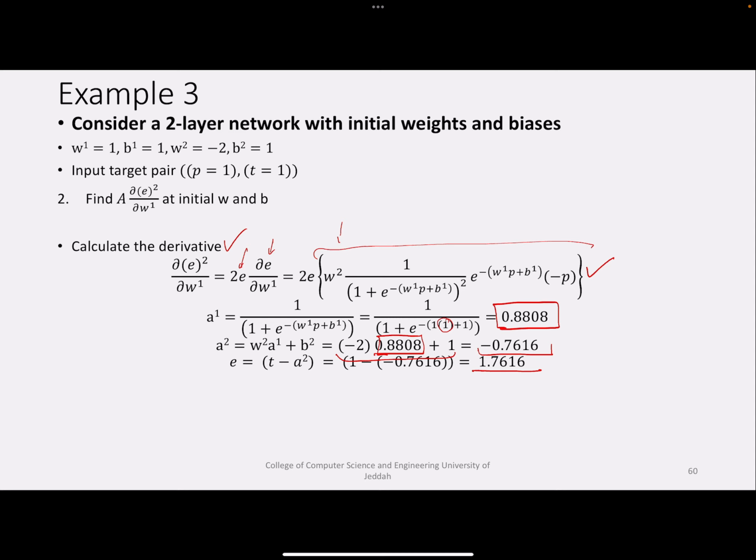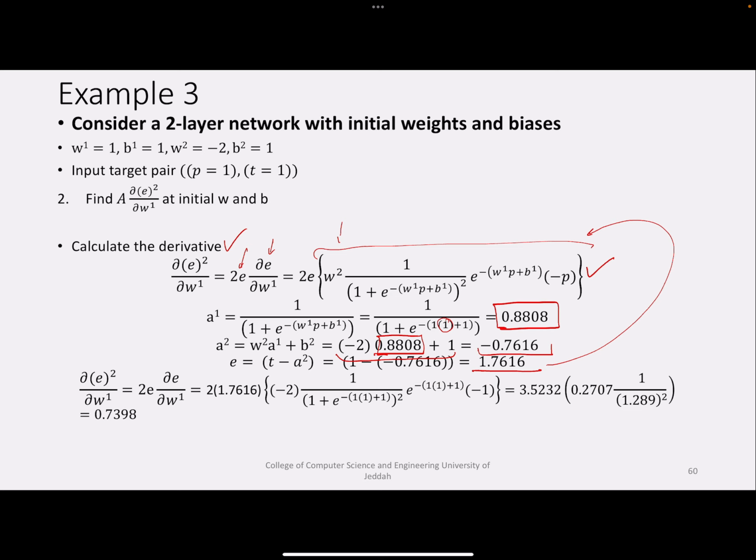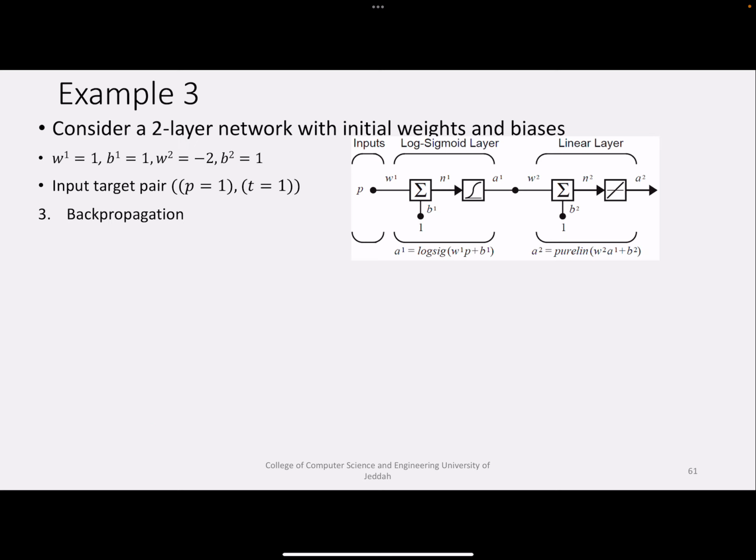Now that we have the error, we can plug that in to this term over here, the derivative of the squared error, so that's where this number over here comes from. Evaluate this whole thing, and you come up with 0.7398. That was still just forward propagation. And the next step is, of course, back propagation.